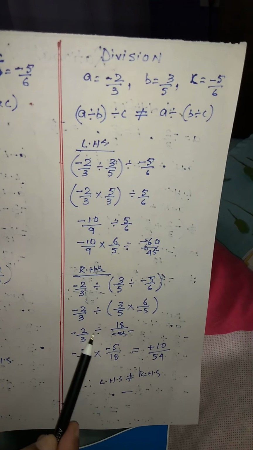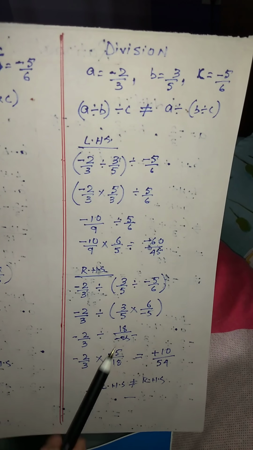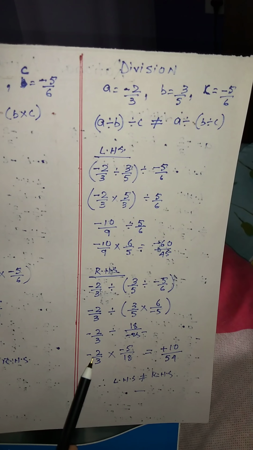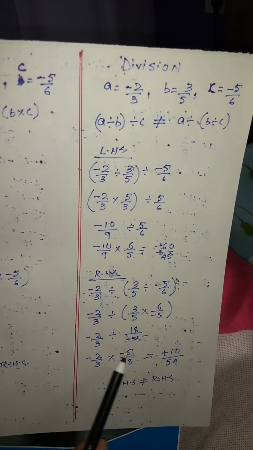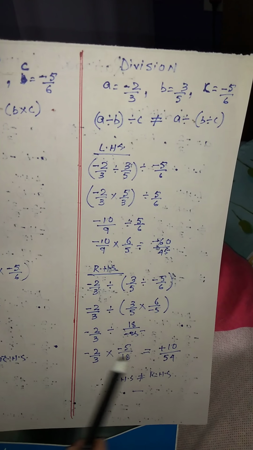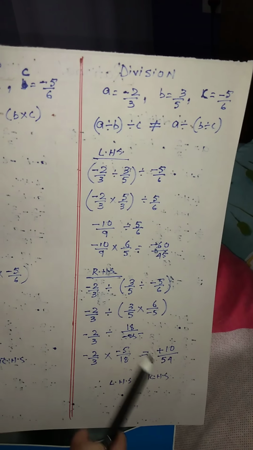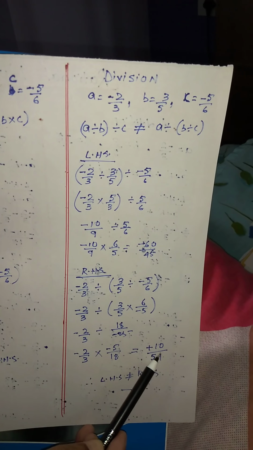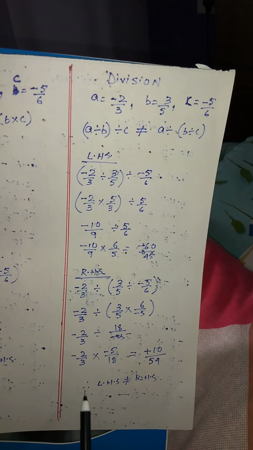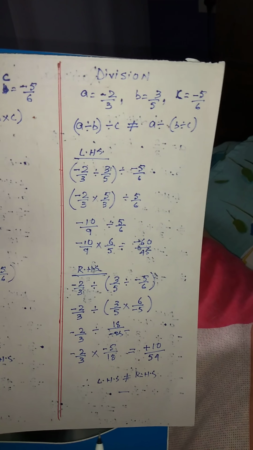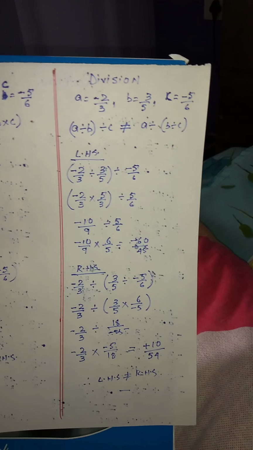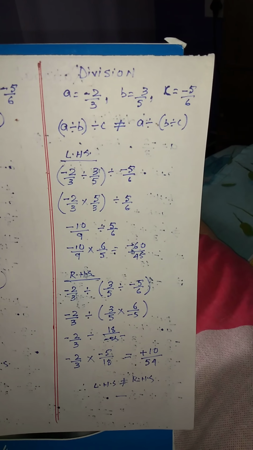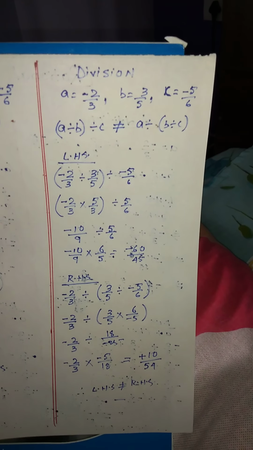Again, we replace this division sign with the multiplication sign. So this will again be reciprocal. So minus 2 by 3 into minus 5 by 18. Then multiply. Minus 2 into minus 5 is what? Plus 10. 3 into 18 is what? 54. So what is the answer of RHS? 10 upon 54. Are the answers matching, students? No, it's not matching. So we'll say LHS is not equal to RHS. So division is not associative for rational numbers. From my next video, I will go straight to the exercise sums. Okay, thank you.